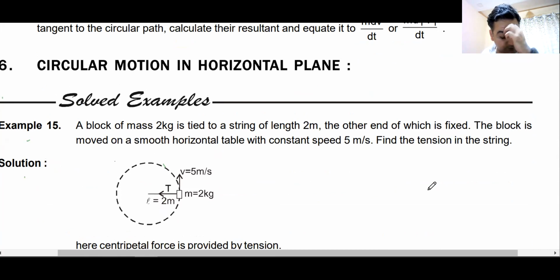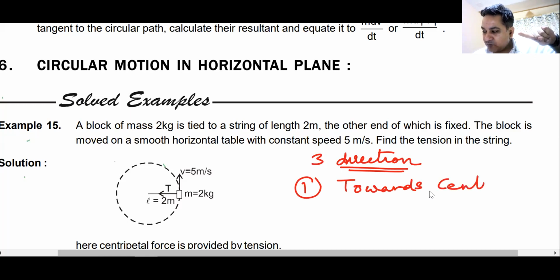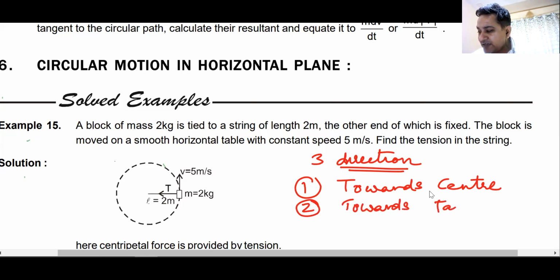Now, whenever we do circular motion, remember, there are only 3 directions in which you can make the equation. Number 1, the first direction is towards the center. The first equation you should try to make is towards the center, and that will be the equation consisting of your centripetal acceleration and centripetal force. Number 2, the second equation, if you can make it, should be along the tangential direction.